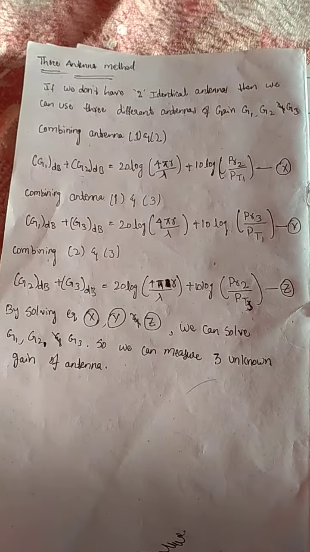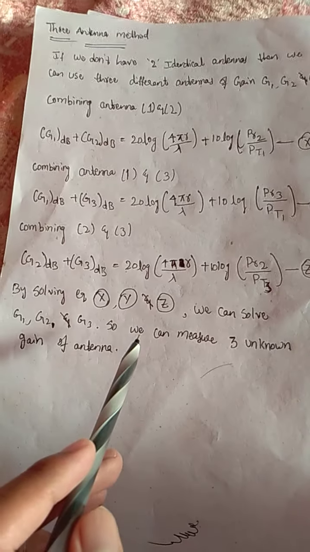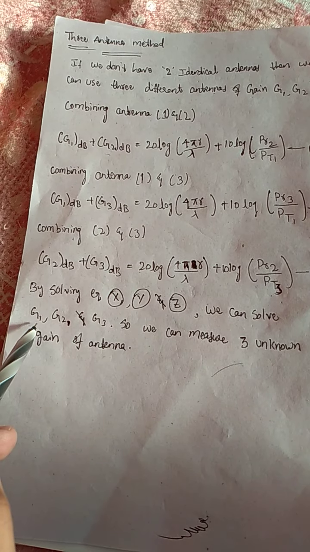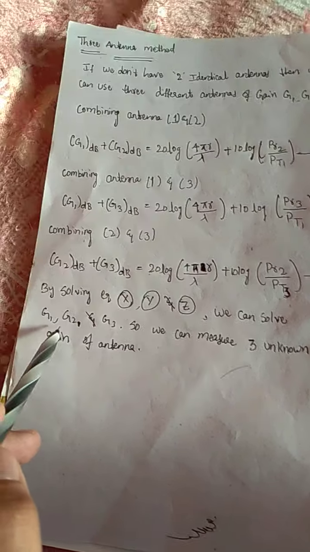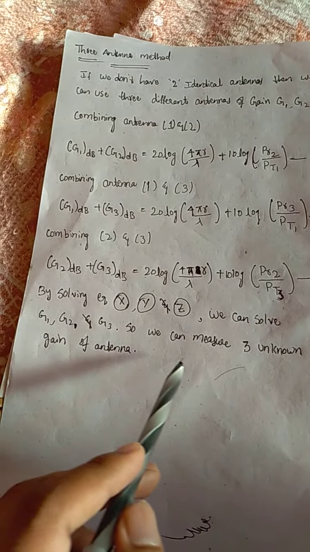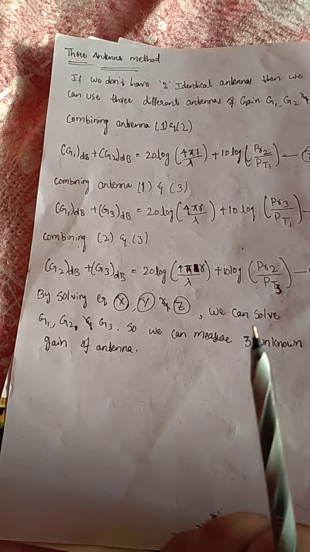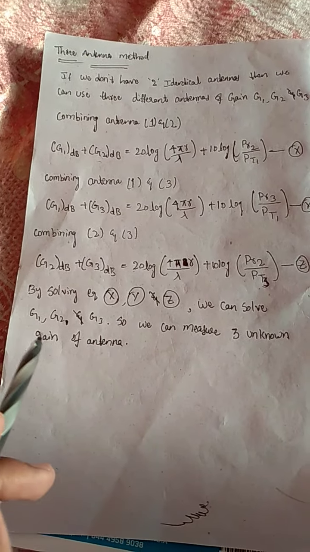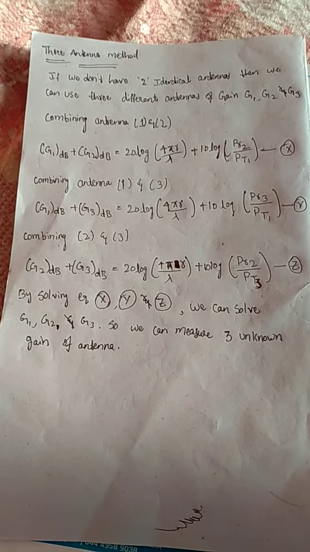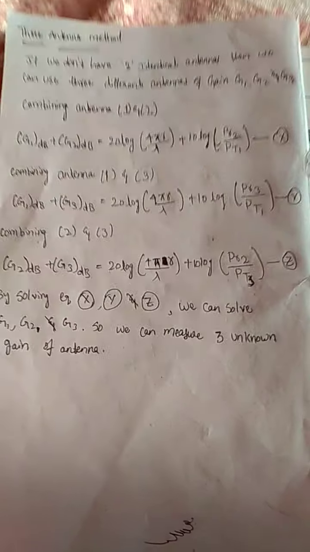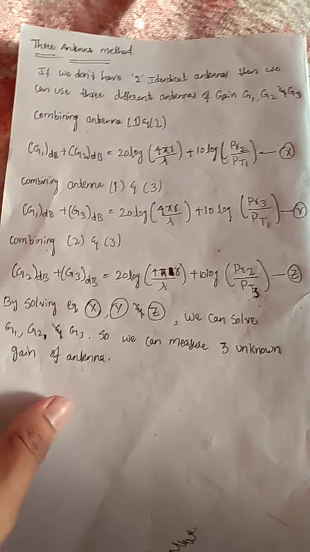By solving these three equations x, y and z, we can solve for the gain of the first antenna, the gain of the second antenna, and also the gain of antenna 3, right? So we can measure 3 unknown antenna gains. Using these particular 3 equations we can measure the respective gains of the antennas.